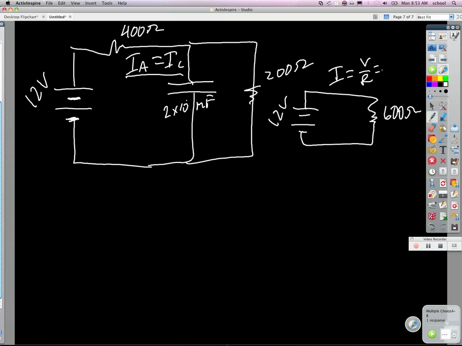And if we have 0.02 amps, can you see that this voltage right here, oh, this is cool, it worked out. V equals IR is 4 volts. Yes? And therefore, this must be 4 volts. And since C is Q over V, Q is C times V, so it's 8 times 10 to the minus 6 coulombs.